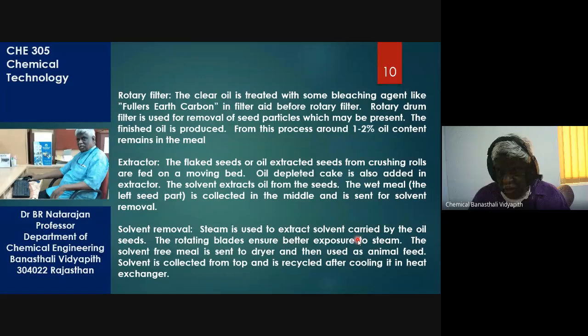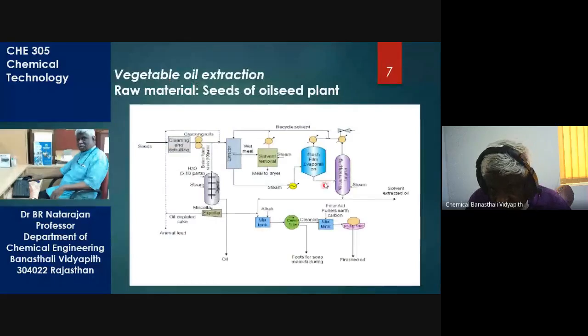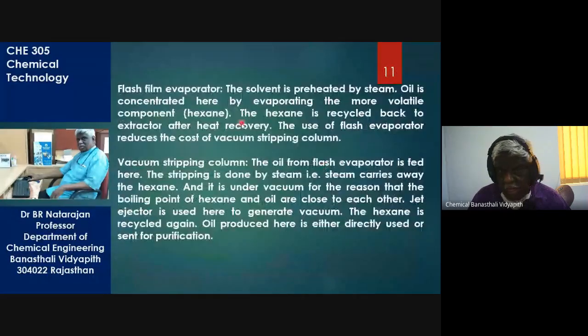Solvent removal: steam is used to extract the solvent carried by the oil seeds. And the rotating blades ensure better exposure to steam. The solvent-free meal is sent to the dryer and then used as animal feed. Solvent is collected from top and it is recycled. Then you have a flash film evaporator. Flash film evaporator. The solvent is preheated by steam. Oil is concentrated here by evaporating the more volatile component, hexane, which is the solvent, and the hexane is recycled back to the extractor after heat recovery.